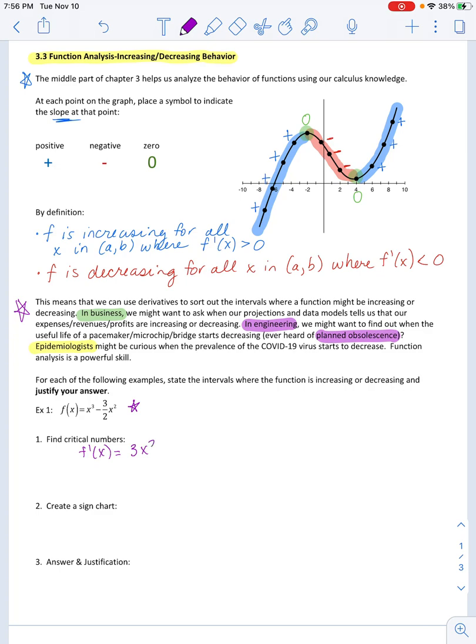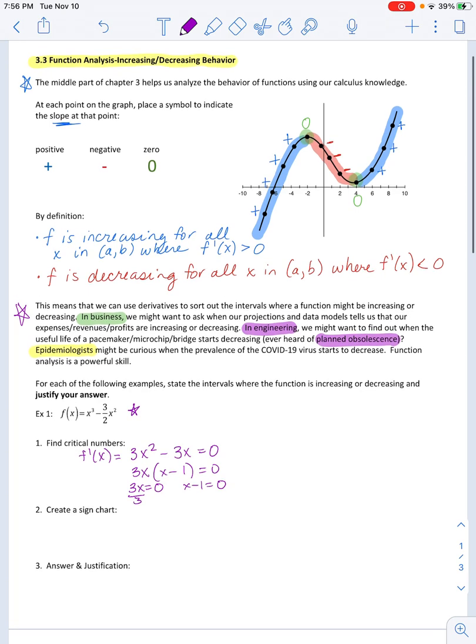So let's take the derivative: 3x squared minus, let's do the power rule here, we just get 3x, and then we have to set that equal to 0. Factoring out the GCF, I get this. I get one equation here, one equation here. Dividing by 3 and adding 1 to both sides here, I get 0 and 1. Okay, so my critical numbers, the two x values where this function might change from increasing to decreasing, doesn't mean it has to, are 0 and 1.